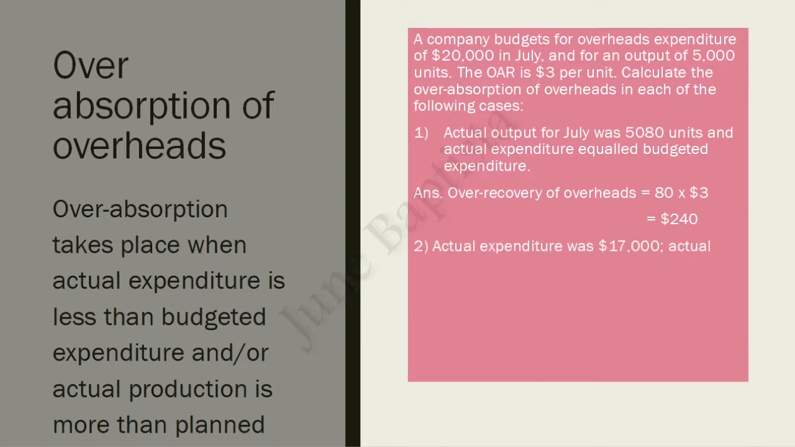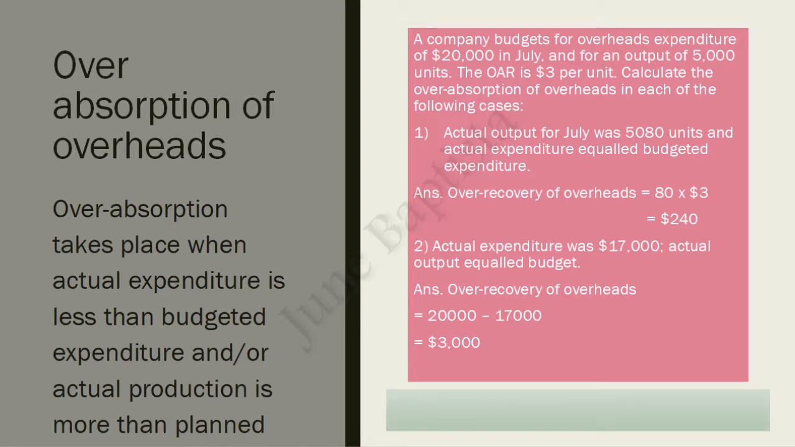Let's look at a second example. Actual expenditure was $17,000 and actual output equaled the budgeted output. In this case, overabsorption or over-recovery, if production has taken place, of overheads would be the budgeted expenditure of $20,000 minus the actual expenditure of $17,000 to give you $3,000. I always tell my students, in order to tell the difference between over and under absorption, when there appears to be a profit, in inverted commas, then over absorption has taken place.